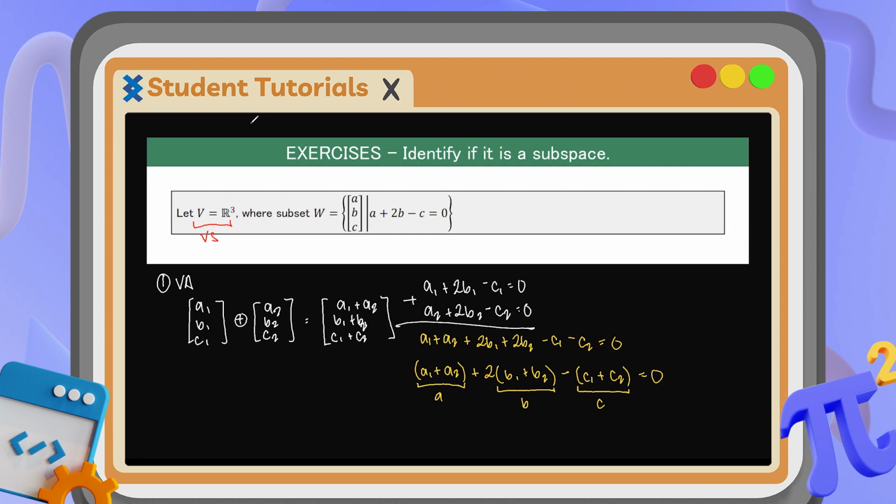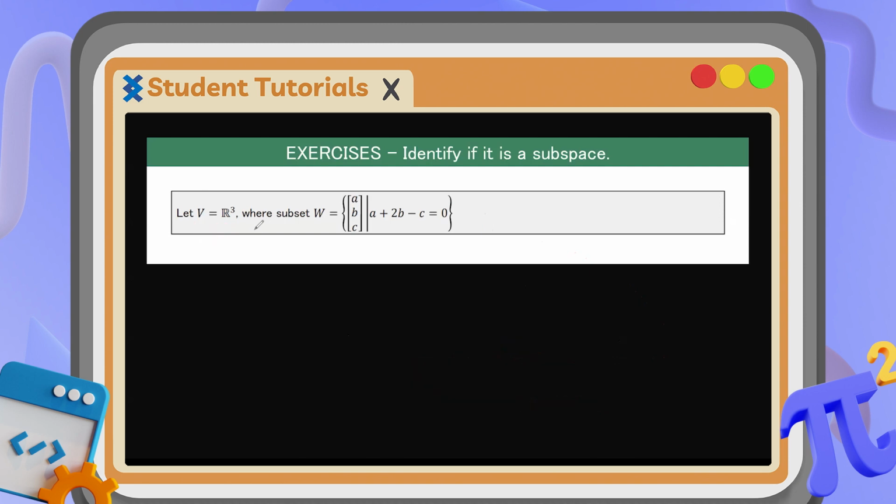Meaning, if we substitute these values with A, we substitute these for B, and we substitute these for C, it actually gives us the same equality over here, wherein A plus 2B minus C is equal to 0. Therefore, that should satisfy vector addition. So, we already have vector addition done. We check out now scalar multiplication.